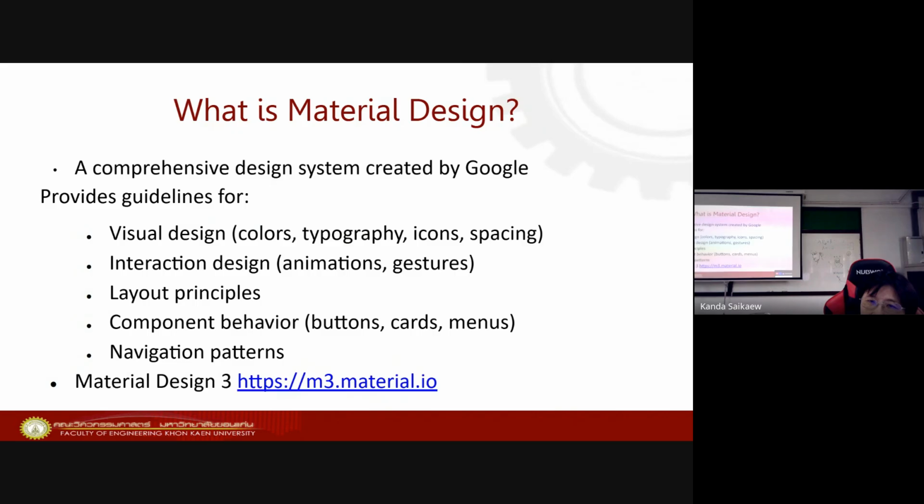So that's why we use material app, which follows Material Design. So what is Material Design? It's a comprehensive design system created by Google. It provides guidelines for visual design, interaction design, layout principles, component behaviors, and navigation patterns. You can look at more information on Material Design at this website.